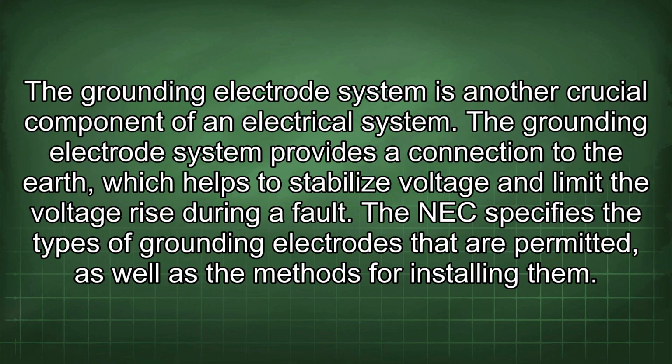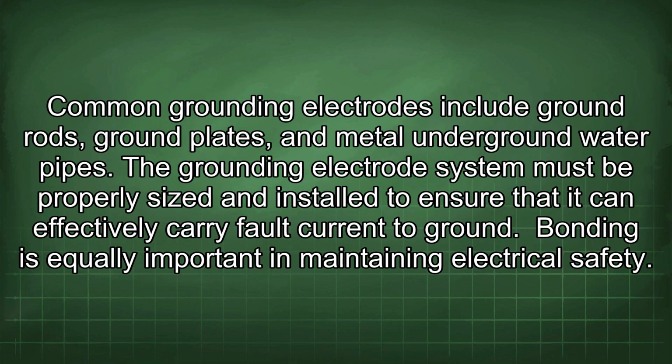The grounding electrode system is another crucial component of an electrical system. The grounding electrode system provides a connection to the earth, which helps to stabilize voltage and limit the voltage rise during a fault. The NEC specifies the types of grounding electrodes that are permitted, as well as the methods for installing them. Common grounding electrodes include ground rods, ground plates, and metal underground water pipes. The grounding electrode system must be properly sized and installed to ensure that it can effectively carry fault current to ground.